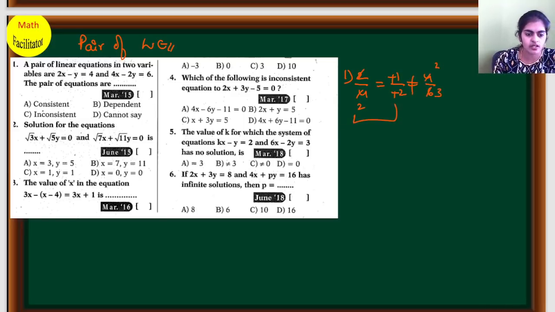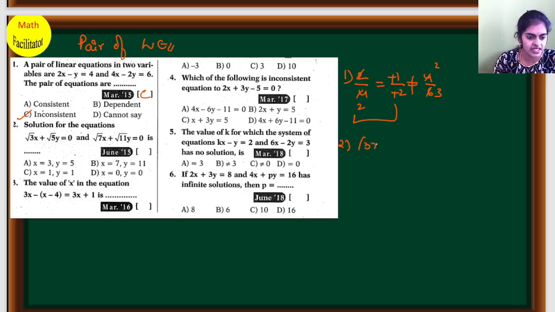So only these two are equal. Only if two ratios are equal, they are parallel lines. Parallel lines have no solution. So if there is no solution, they are called an inconsistent pair of linear equations. If they have at least one solution, they are called a consistent pair of linear equations. Now the solutions of these you have to find.